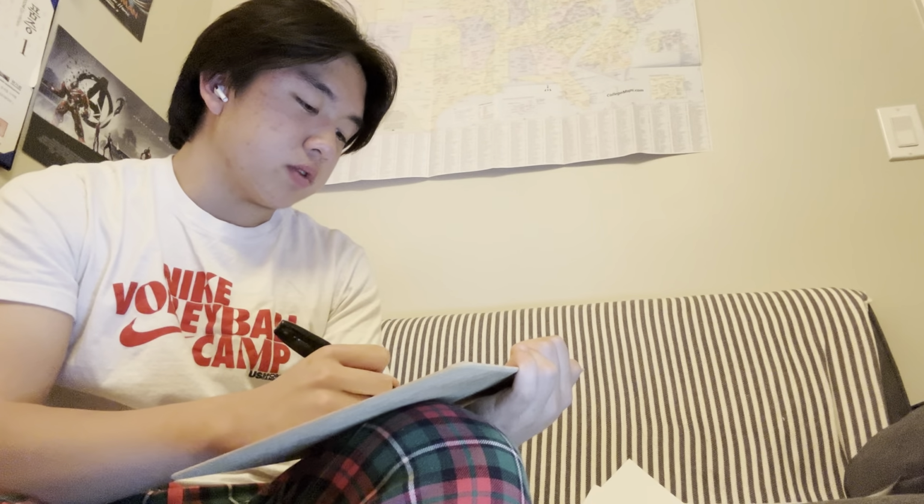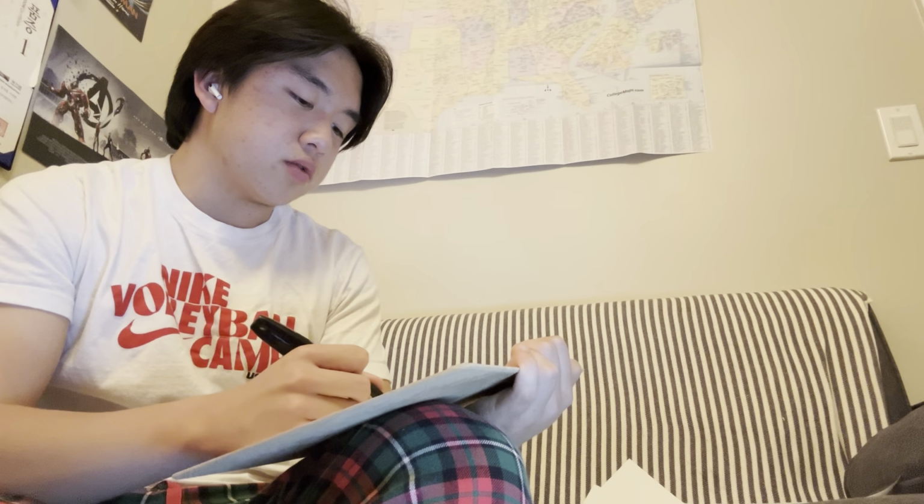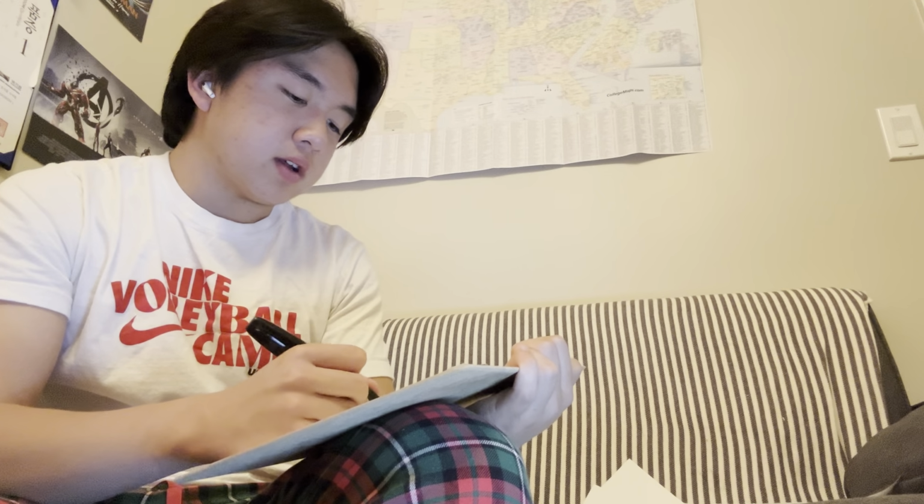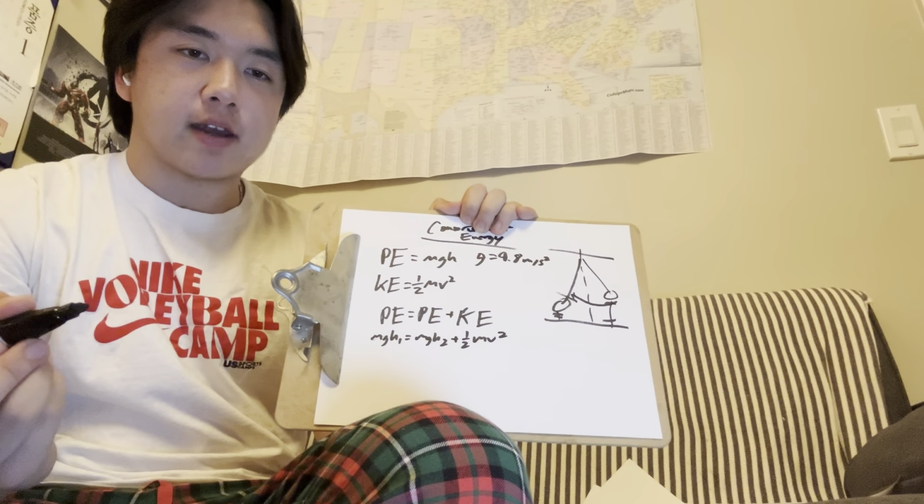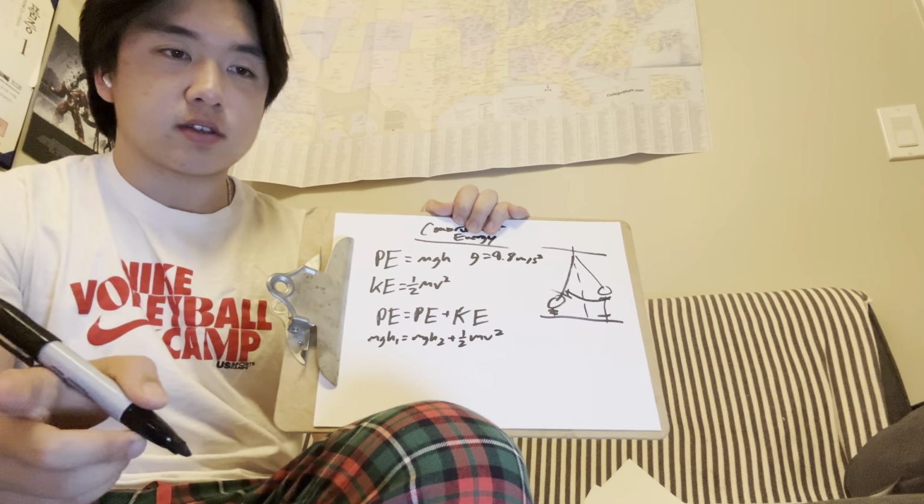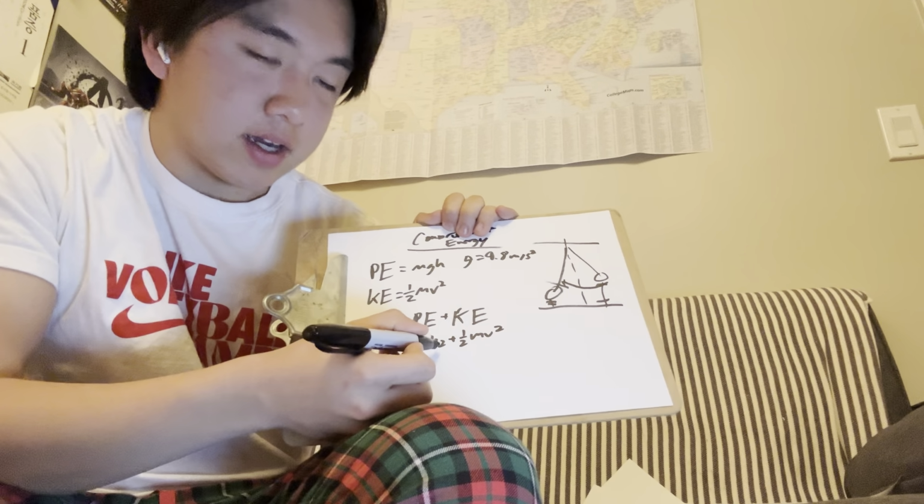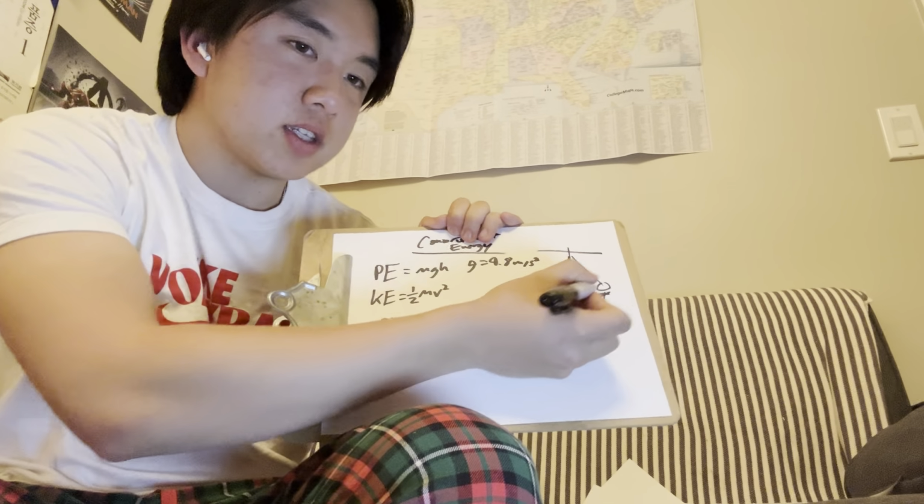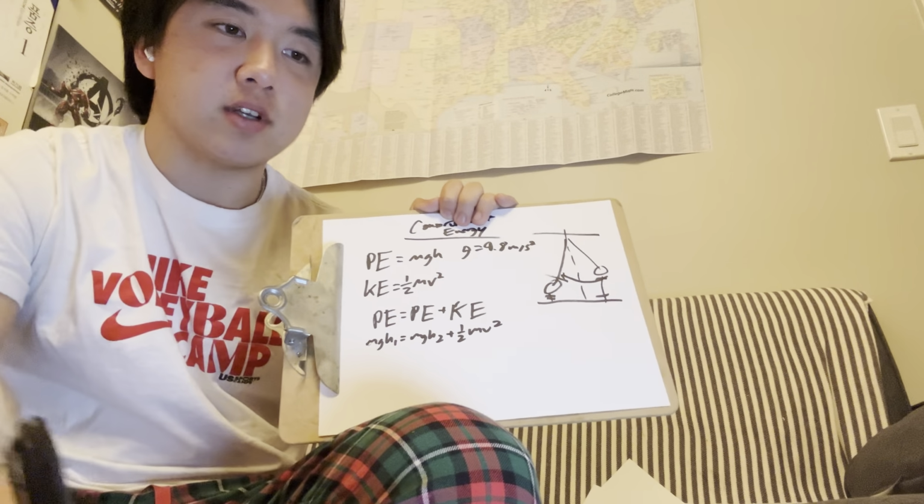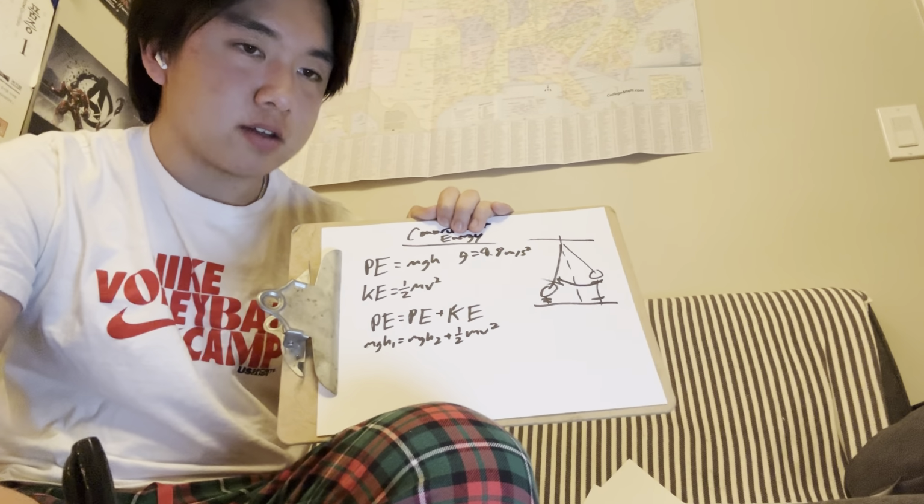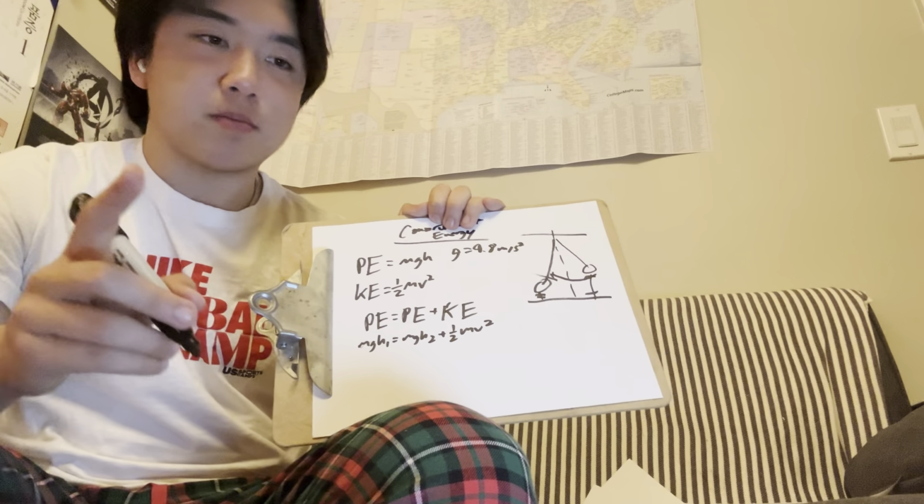mgh1 is equal to mgh2 plus 1/2 mv squared. Okay, there's a few things we can do to this. Well, first off, something you may notice: we have a height 1 and a height 2. That's because these are released at different angles. They're going to have different potential energies. So we have to solve for that.